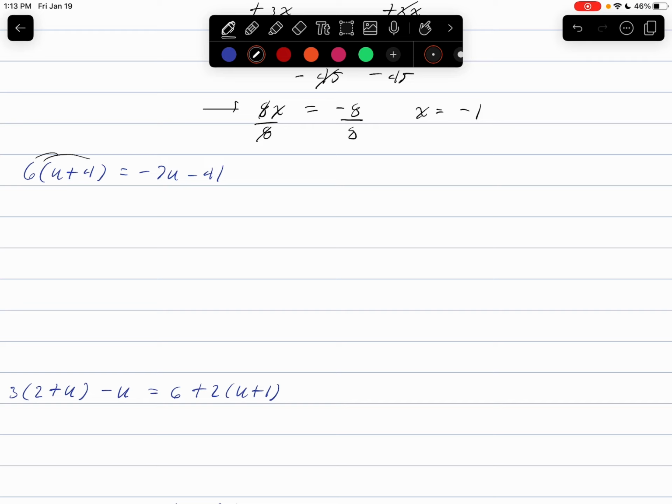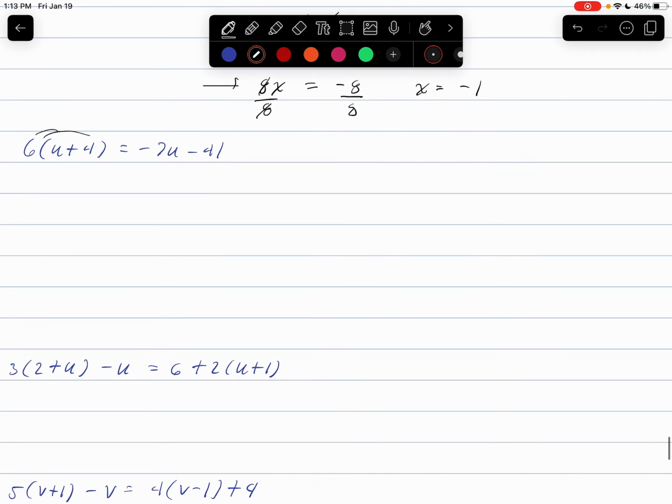You would end up getting to the exact same answer. It would work, but it would be a messy process to get there. So let's go ahead and distribute first. If we do that, we're going to end up with 6u plus 24. So we have 6 times u and 6 times 4, which gives us 24. This is going to be equal to negative 7u minus 41.